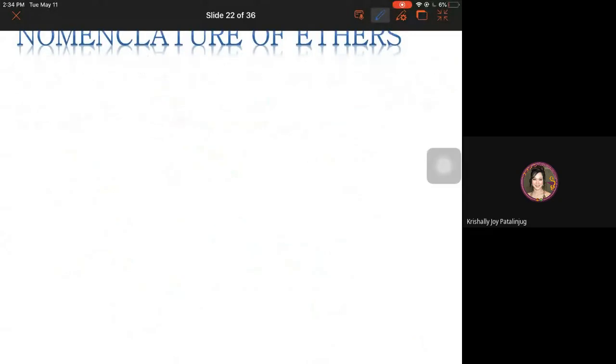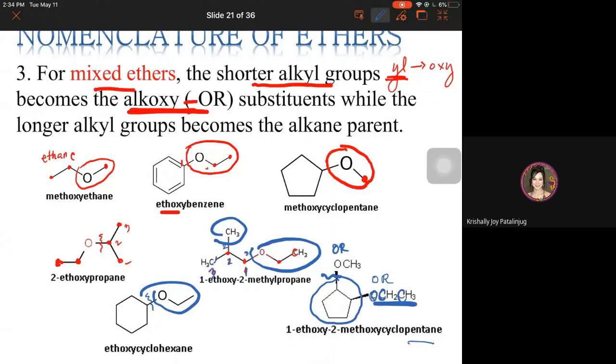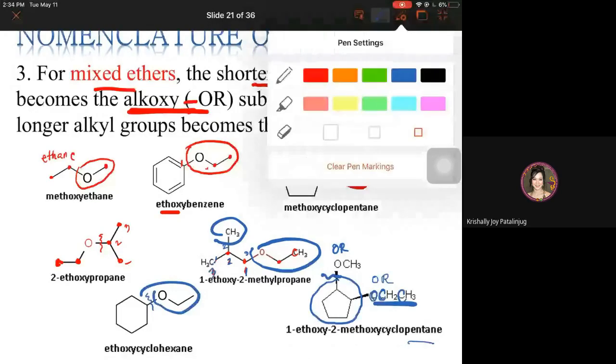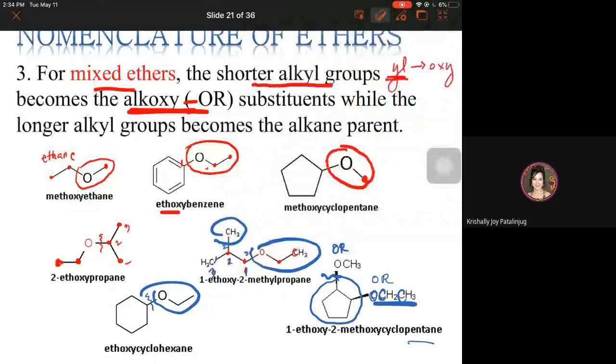Let's proceed. Again, this is the systematic, the IUPAC way of naming. But again, if you can do the simplest way of naming, yes. But for this part, the simple way of naming cannot be used, right? Because these are two different ethers, so how would you identify the R group here? So, the systematic way of naming.